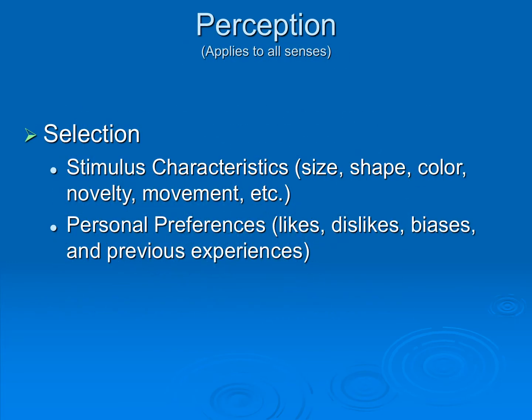Perception, of course, is the cognitive part. It's from the top down, not from the bottom up. It involves 3 steps: selecting, organizing, and interpreting stimuli. Some of the criteria we use for selecting a stimulus include the characteristics of the stimulus, like how big it is, its color, its shape, whether it's moving or whether it's novel, like Where's Waldo.